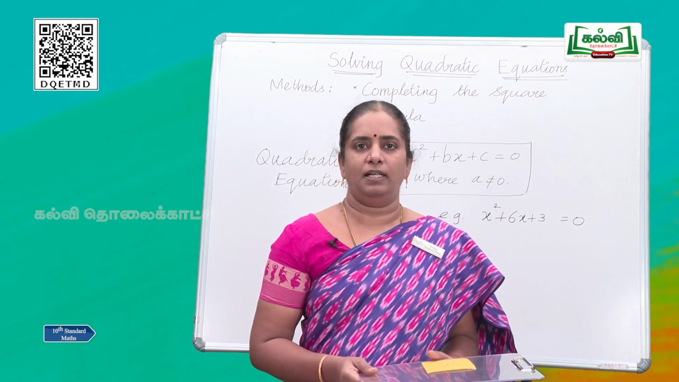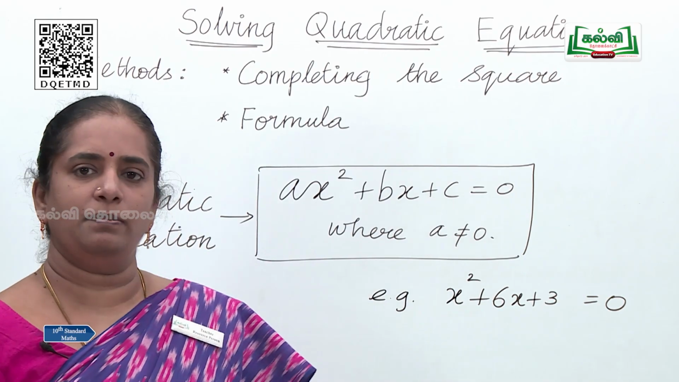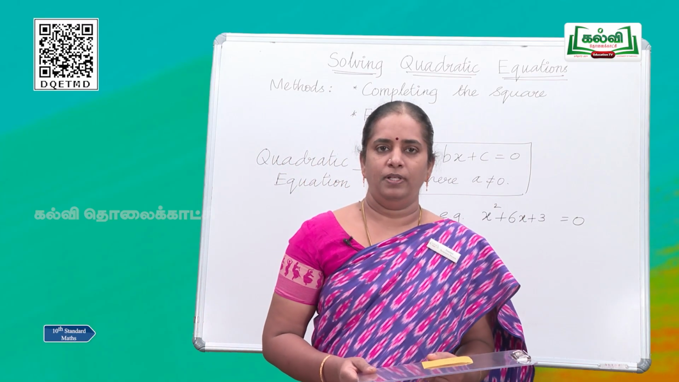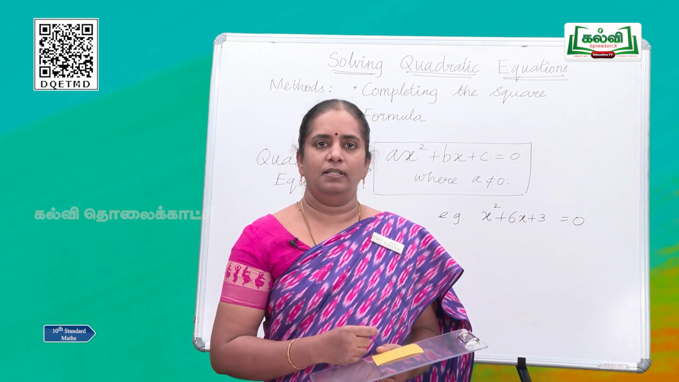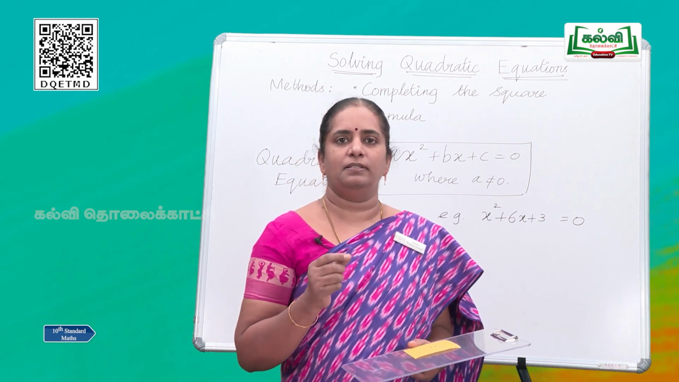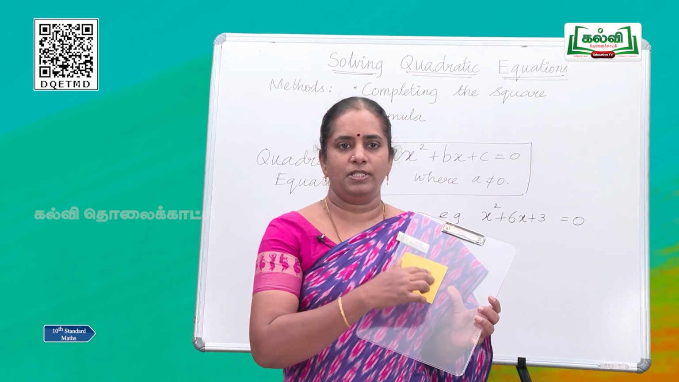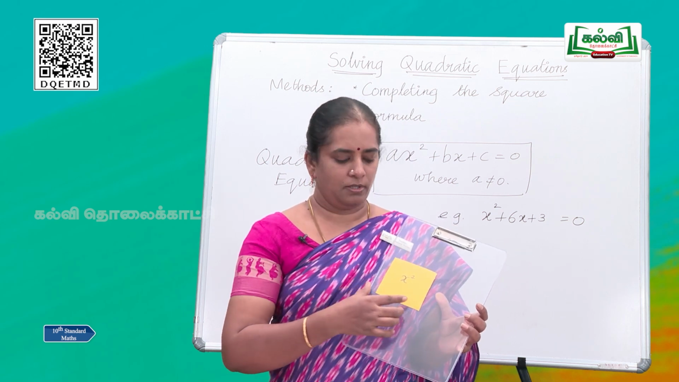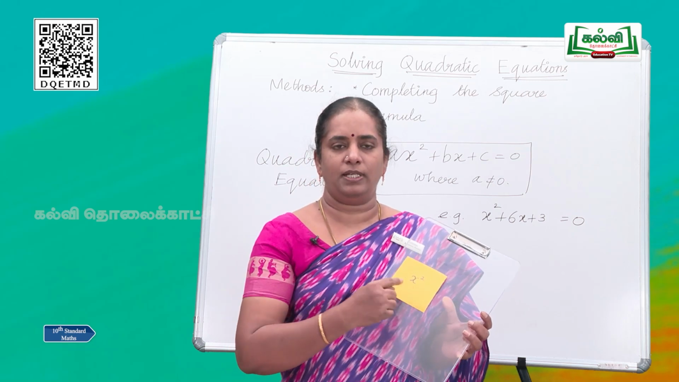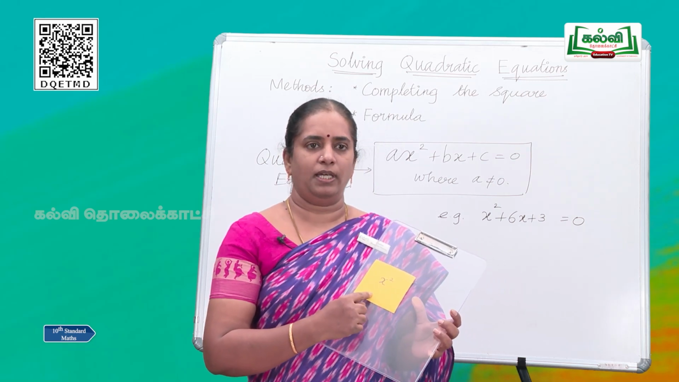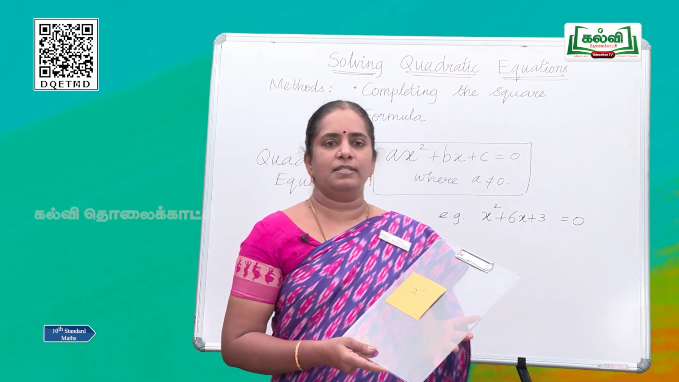Now, I have taken a quadratic equation which is a simple one, x square plus 6x plus 3 is equal to 0. Now, I am going to take the expression on the left side, that is x square plus 6x plus 3. Now, I have taken a square which is named as x square. So, the length of the side of the square is x. So, the area of the square is x square. So, I have taken this to represent x square. Okay. And then I have taken 6x.